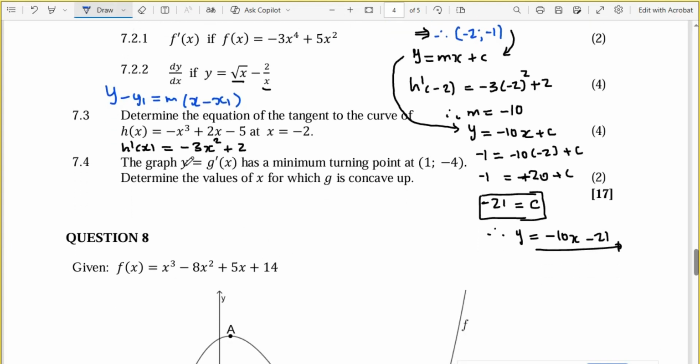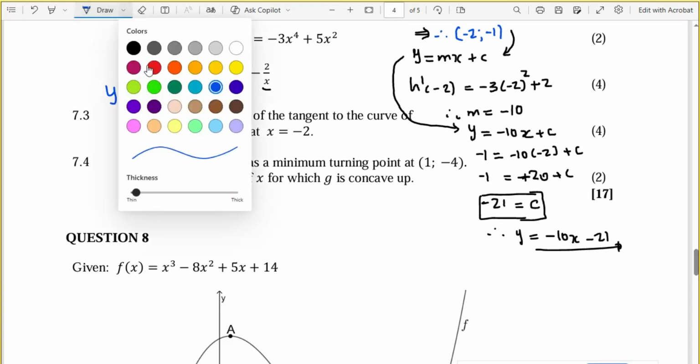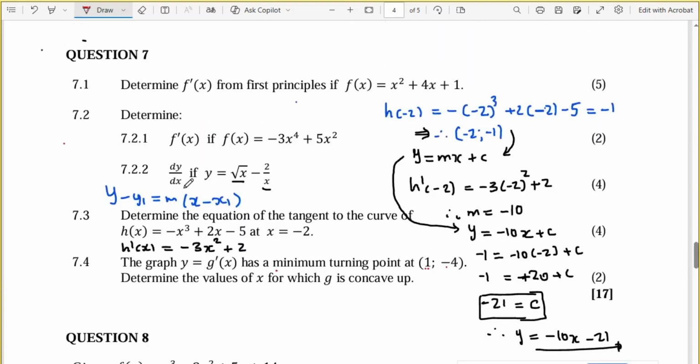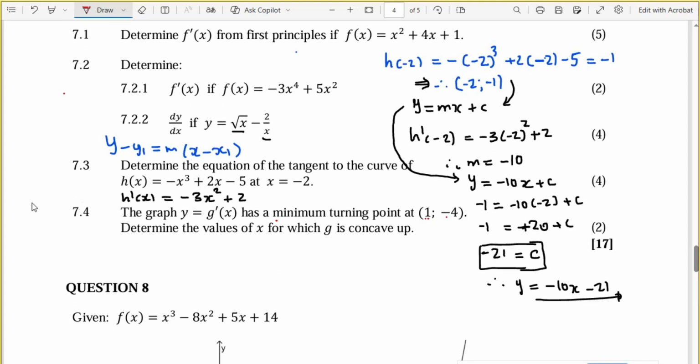Okay, sir. 7.4. Look at 7.4. They say the graph G prime has a minimum turning point at 1 and minus 4. Determine the values of x. So this 7.4 is no longer part of the previous one, it is on its own. This is a new question again.